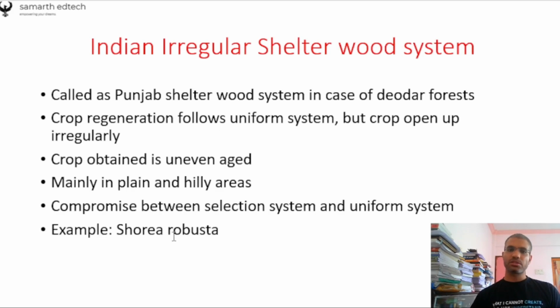The example is Shorea robusta. Kindly remember this thing, Shorea robusta, or for Sal regeneration, we generally adopt Indian irregular shelter wood system. UPSC generally asks a question, especially in the mains, that what sort of system or regeneration method you will adopt for Shorea robusta. So do remember this thing. If Shorea robusta comes, then you have to write Indian irregular shelter wood system.